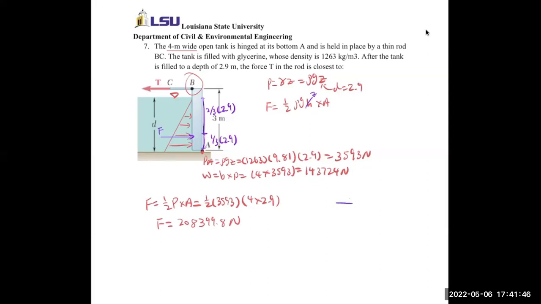So we have T going in this direction, F going in this direction. Okay, and next thing we can do is take a moment. Where can we take a moment at? We're going to take a moment at A. So when we take a moment at A, we're going to have this F going clockwise, so negative 208,399.8 multiplied by 1/3 of 2.9.